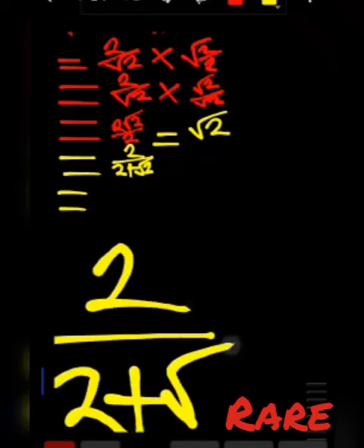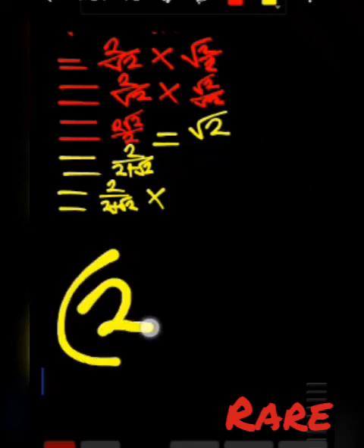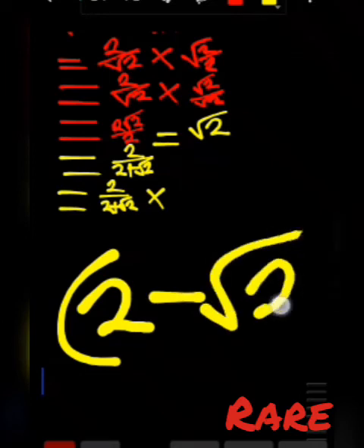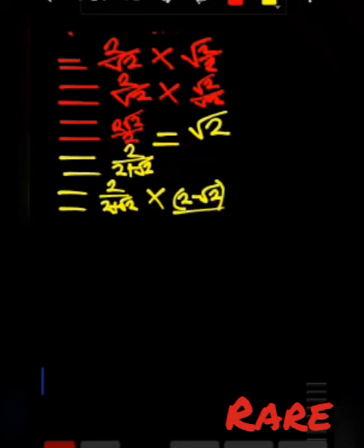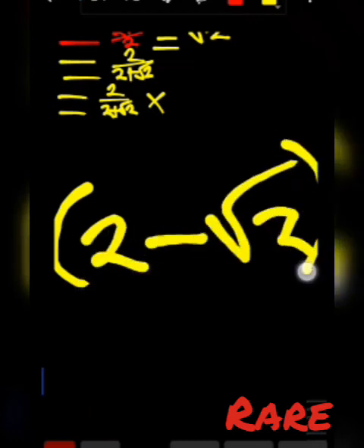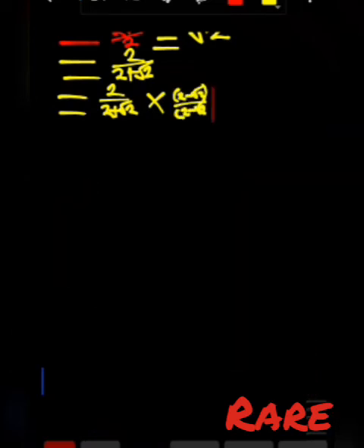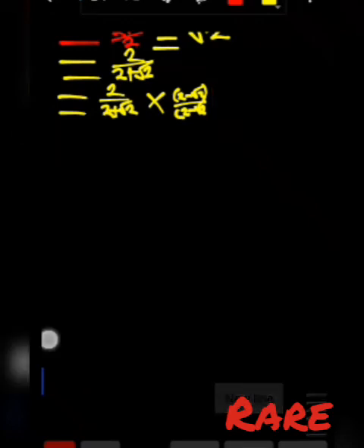So let's do that. We've got 2 over 2 plus root 2. You're going to multiply this with 2 minus root 2, in brackets, over 2 minus root 2. Let me put them in brackets. Just that the pen I'm using isn't that fine. So you're going to multiply this with everything, on top and on the bottom, by 2 minus root 2. So when you work that out, you're going to have this expression.